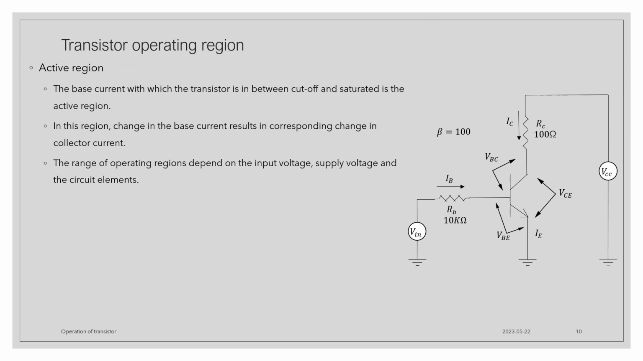Let us now look at the active region. This is the region between cutoff and the saturation region. As we saw earlier, cutoff region makes a transistor always turned off. Similarly, saturation region makes a transistor always turned on. In active region, however, change in base current results in change in collector current, thereby changing the collector-emitter resistance of the transistor. This also depends on the input voltage, supply voltage, and other circuit elements as we saw earlier.